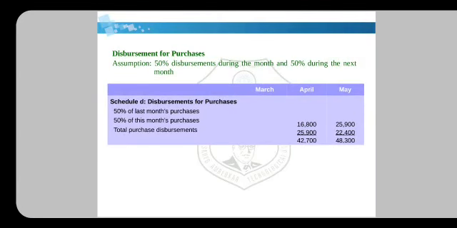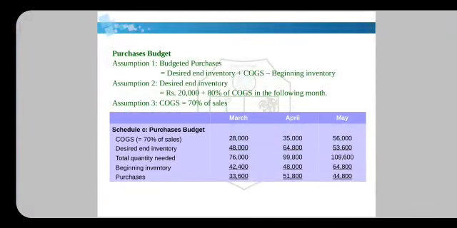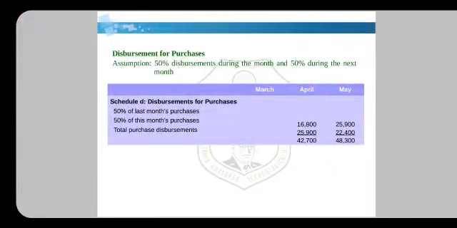Now disbursement for purchases. The assumption is 50% of the disbursement during the month and 50% during the next month. So 50% of last month's purchase, it is denoted as schedule D. 50% of last month's purchase, 50% of this month's purchase. So for April it is 16,800. The purchase is given here for April 51,800, and for May it is 44,800. So 50% of it for April and 50% of it for May.